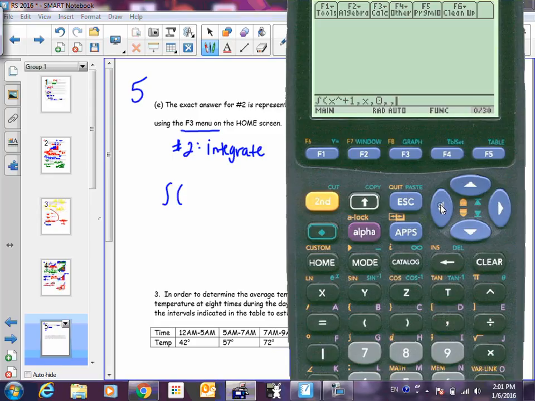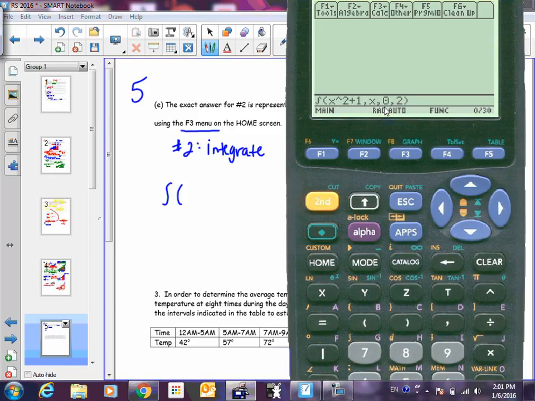Oh, I did forget the squared. Thank you very much. All right, and then comma 2, and then close your parentheses. So you put in the function, comma x, comma lower number, comma upper number. And we don't know how many subintervals there are, because this is like acting like there's a whole bunch. It's going to give us a really accurate answer.